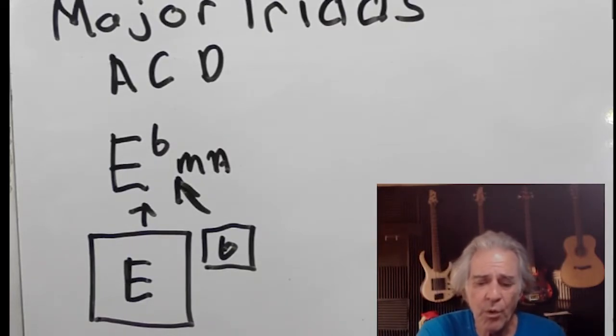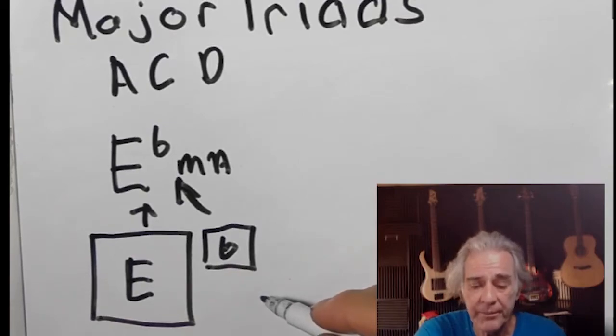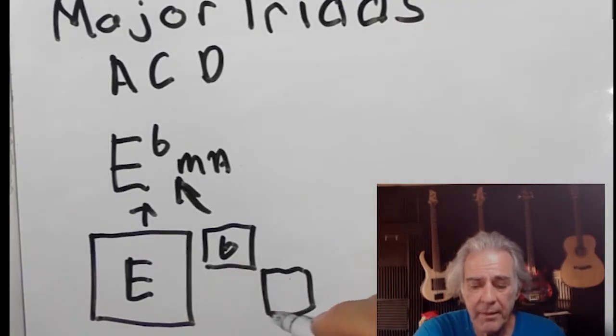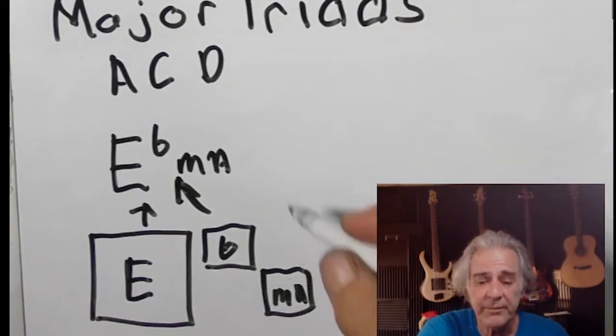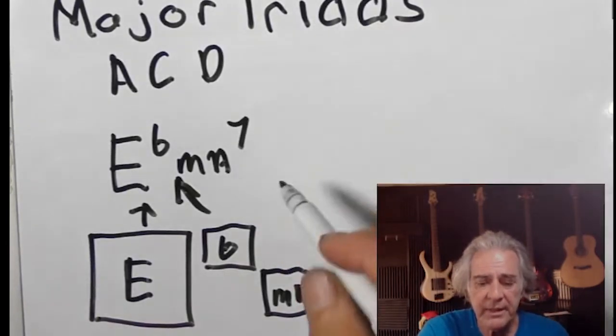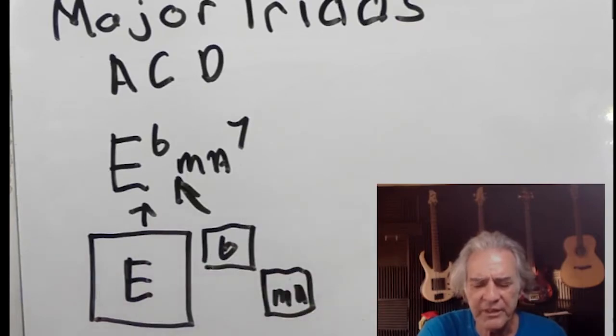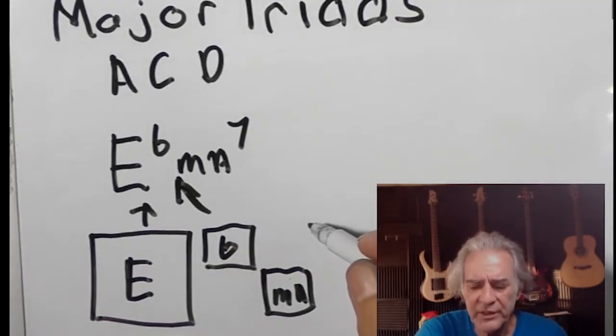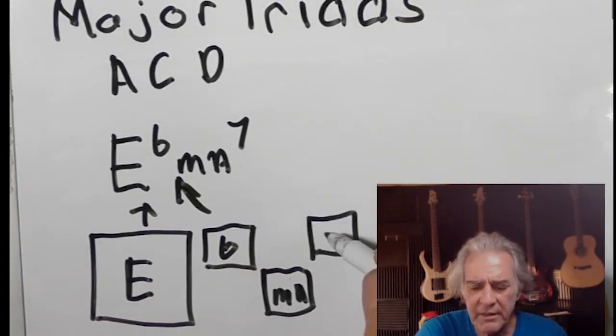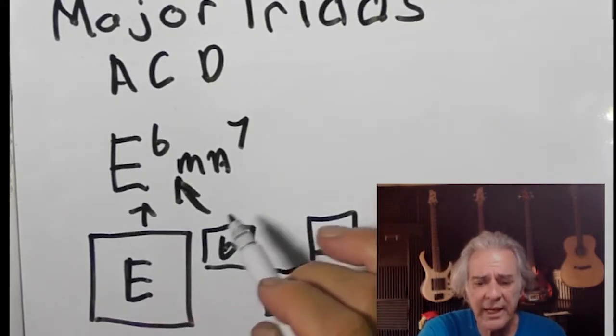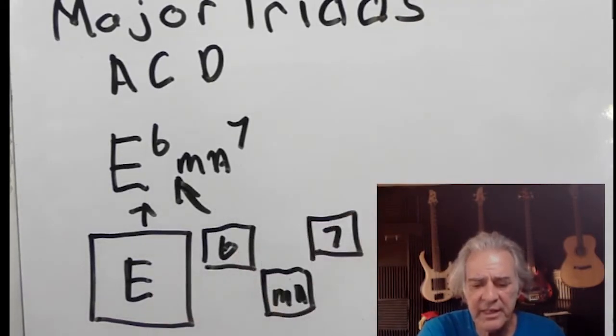No. So, okay, we put our box down here, and we put the M-A. Now we need to put the seventh in. The seventh goes up here. Now look at how clean and symmetrical that is, and we put our box up here for the seventh. E flat major seventh. E flat major seventh.